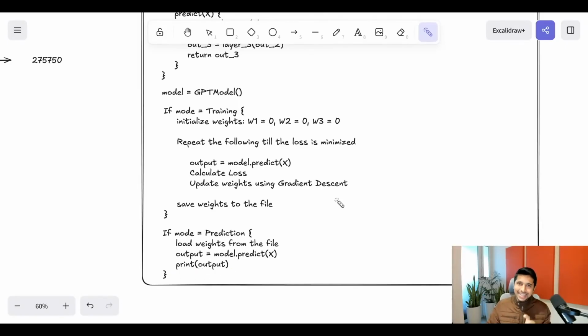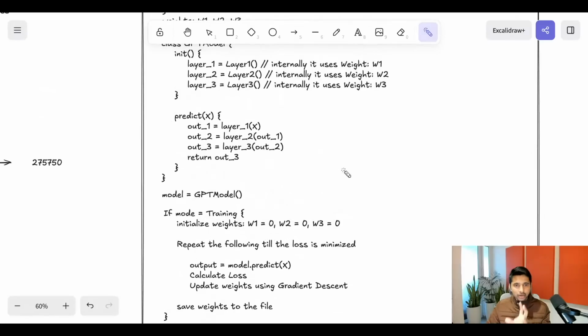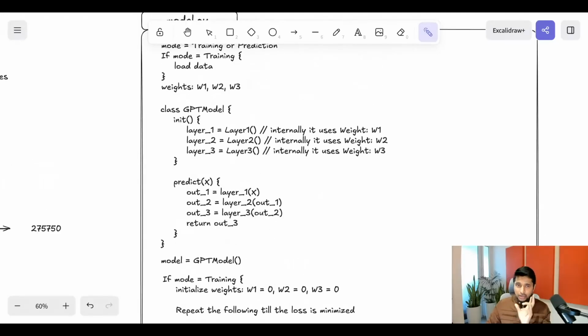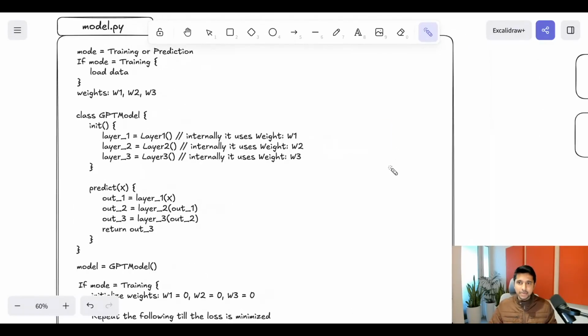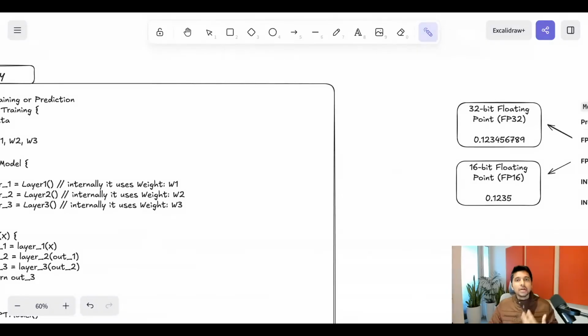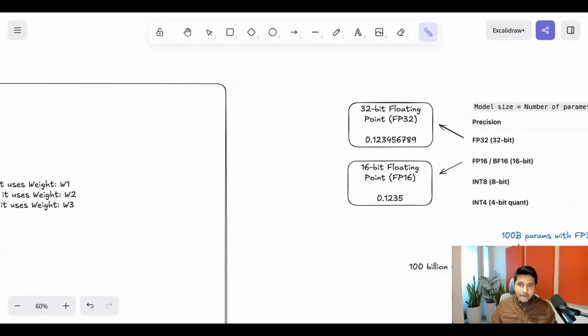Something like this is what model.py looks like for the large language model as well. The major difference is that instead of only two or three weights, those weights will be in the magnitude of millions or billions. That is the major difference between what I have shown here and what would be present inside the large language model's model.py. Here, for simplicity, I have shown only three weights, but in a large language model you will have millions, billions, in that magnitude.